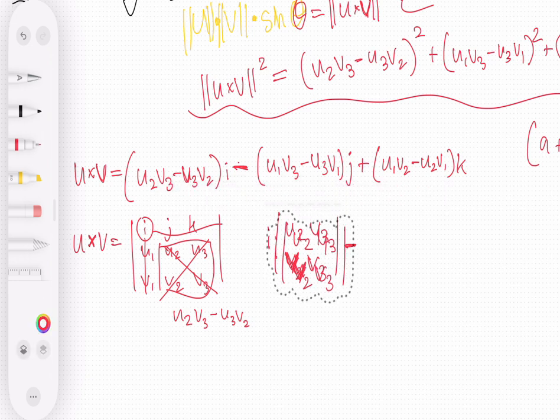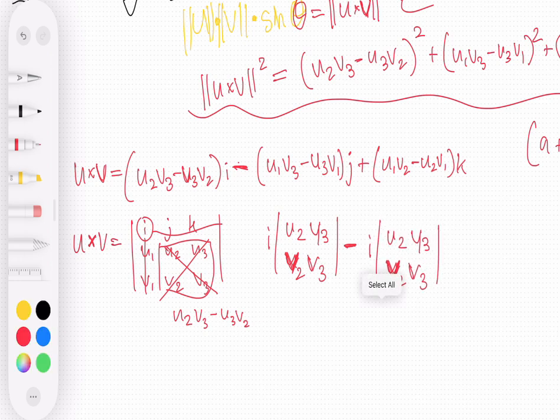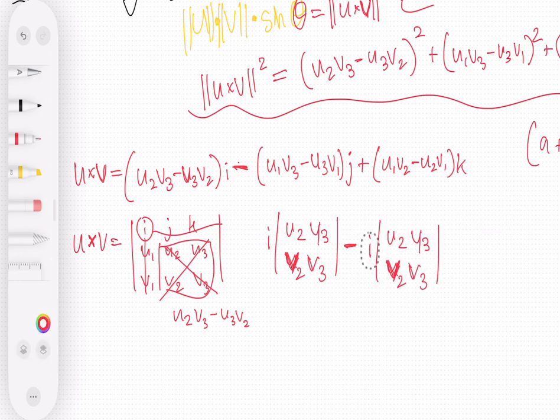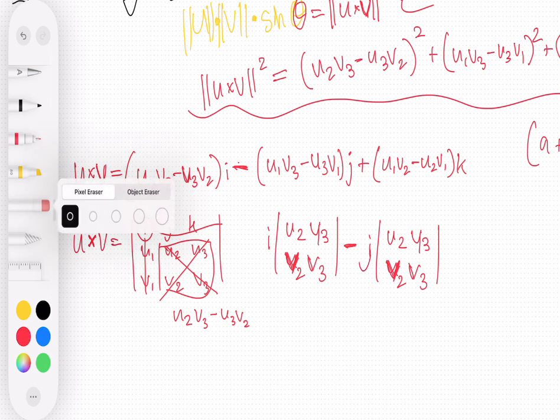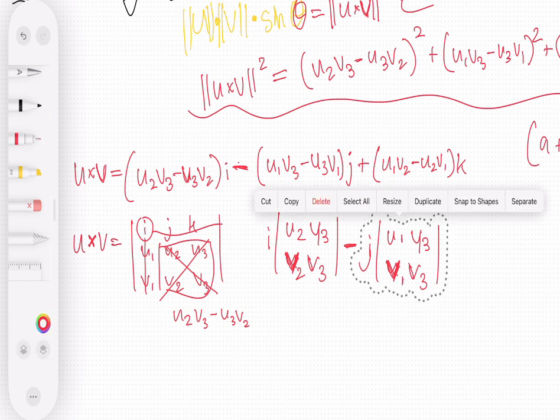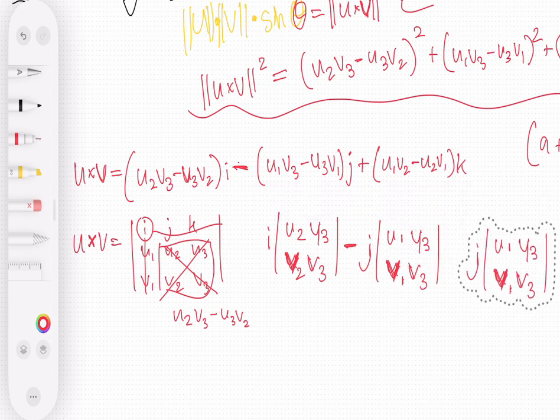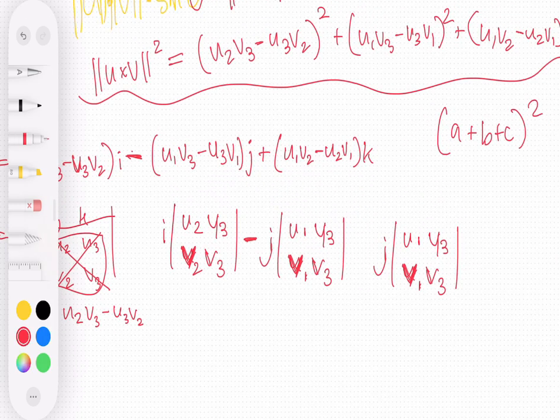So I'm just going to quickly duplicate that. Let's turn this into j, and this will be 1 and 3. Yep. And then finally we're going to get k over here. That'll be plus k, and that'll be 1 and 2, right?